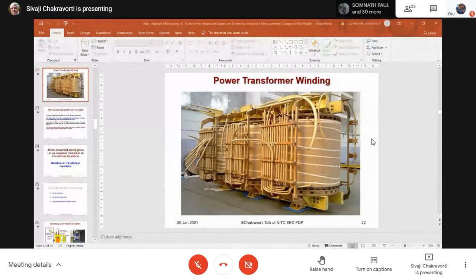You can see here, it's a core type transformer, three phase, and it's a huge transformer, right? You can imagine the size of this transformer when it will go inside the tank, how big it will be. It's a huge one, right? And this is the winding that you can see. I was trying to say that when the winding is such a big one, you can clearly see that there will be capacitances.